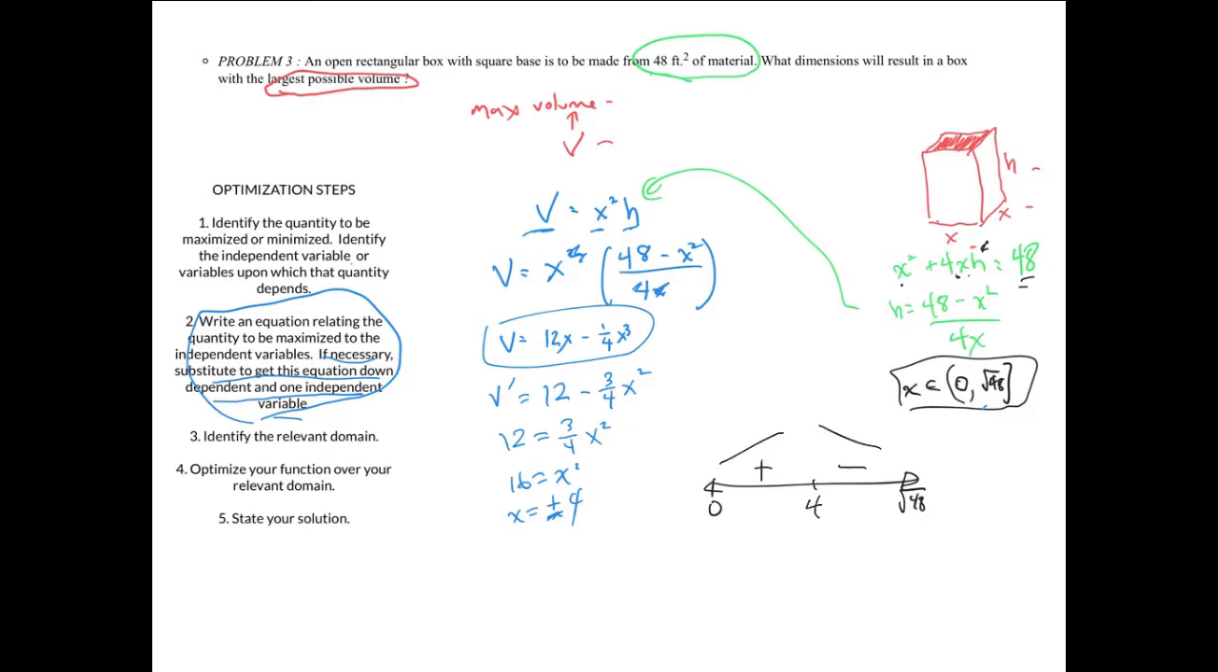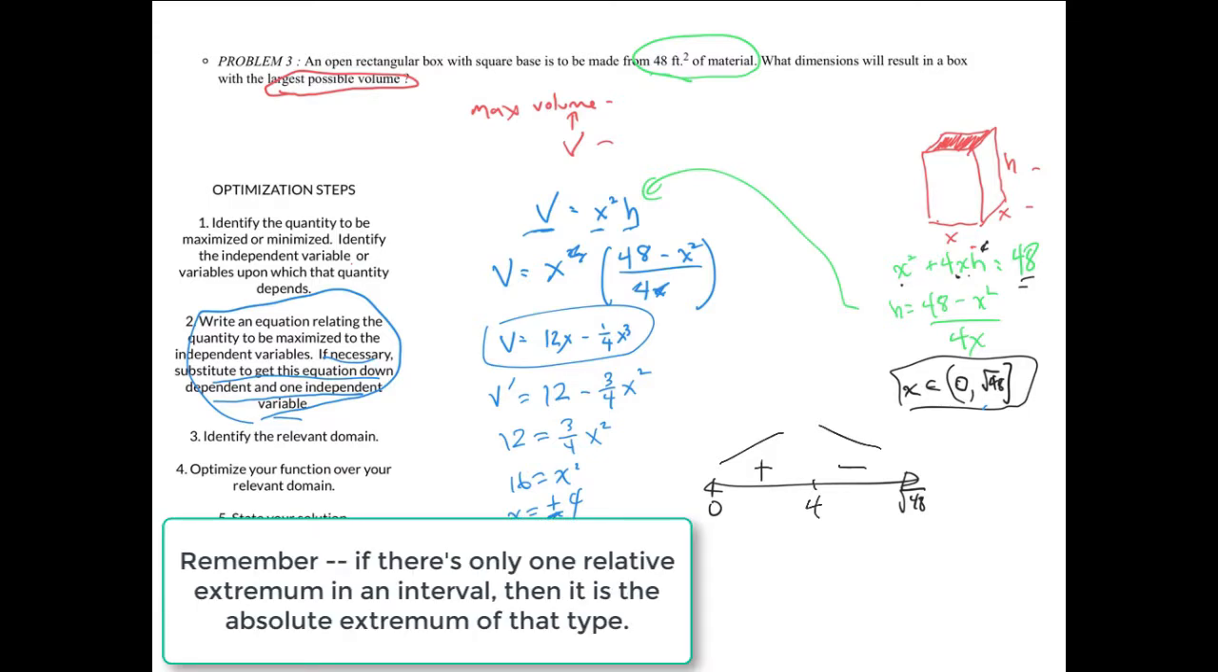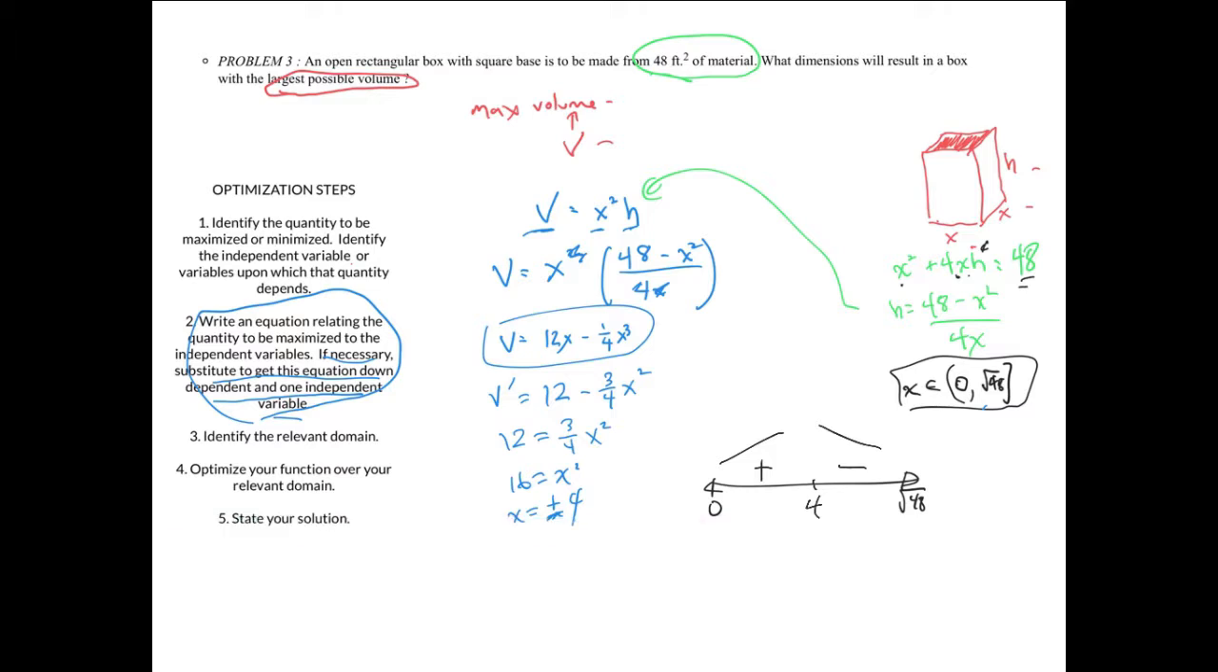Now, you could plug in the endpoints and compare it with what you get when you plug in that 4 into the original function to compare the y values. But here we have only one relative extremum. And we have that theorem that says if there's only one relative extremum in an interval, it is the absolute extremum of that type. So since this is the only relative extremum we have, and it is a relative max, it is the absolute max. So then we've optimized our function. We know that the optimum volume happens when this x is 4.